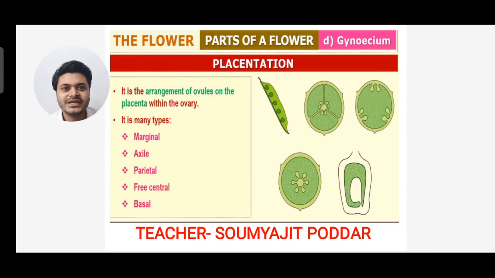It is of many types. You can see marginal, axial, parietal, free central, and basal: five different types of placentation. Aestivation is for both petals and sepals, whereas placentation is only found within the ovary because it is the arrangement of ovules. You can see the diagrams on the right hand side.